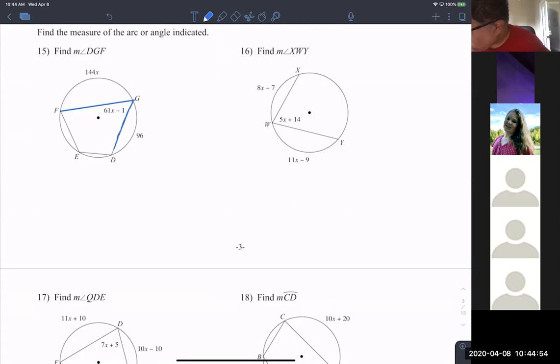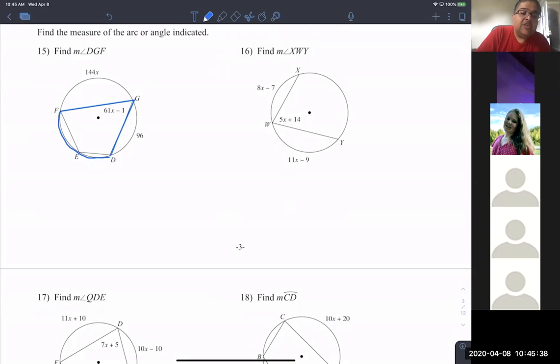In order for me to find this angle, that's what I'm looking for, I need to know what x is. Does everyone see that? In order to find what the measurement of this angle is, I need to first know what x is. Now, how do I find x? Well, what is the relationship that this angle has in relationship to the intersected arc? What's the relationship between angle G and arc DEG? The angle is half the arc.